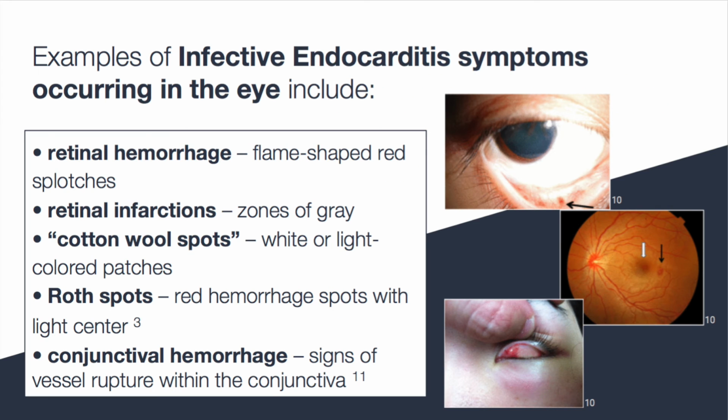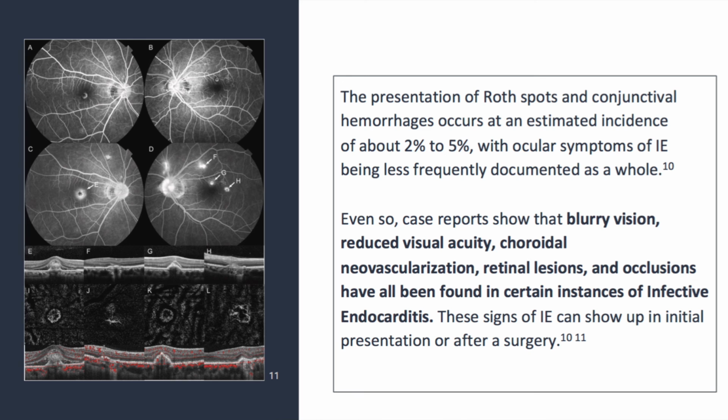For any signs of IE that are going to occur in the eye, some of the most prominent are going to include retinal hemorrhages or vessel ruptures, retinal infarctions, those cotton wool spots that we talked about, Ross spots, which are the red hemorrhage spots with the light center, and conjunctival hemorrhage. In the pictures on this page, we see some really good examples of a Ross spot as well as some conjunctival hemorrhages.